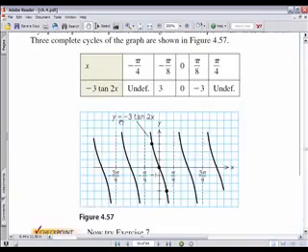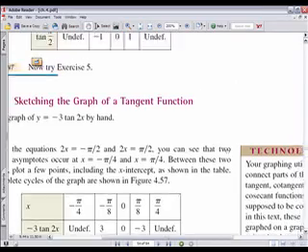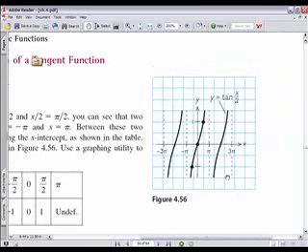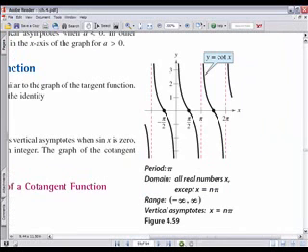Cotangent is going to look about the same, but just reflected over a bit. So here's the cotangent function. It has an asymptote at the y-axis, and then at multiples of pi. Again, the period is pi for cotangent. It's flipped over compared to tangent and moved to the side.